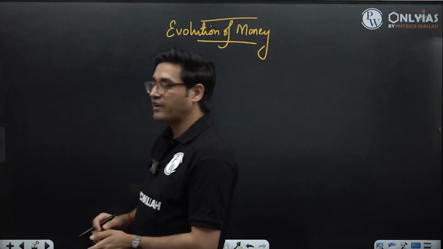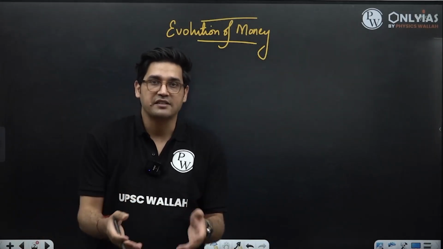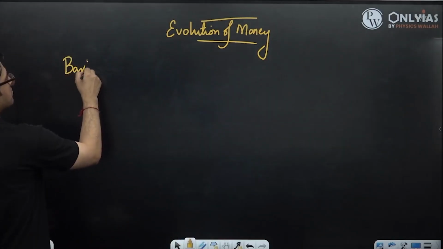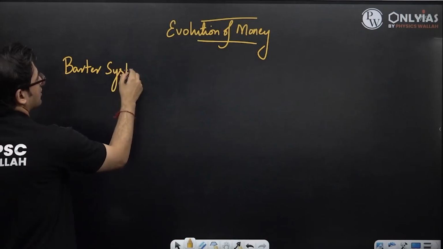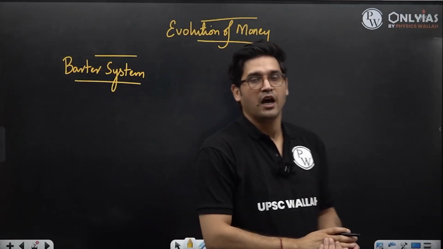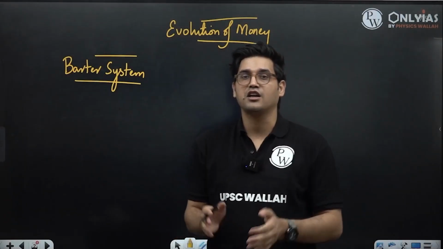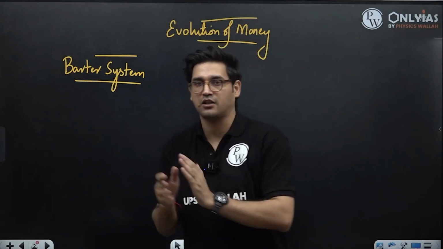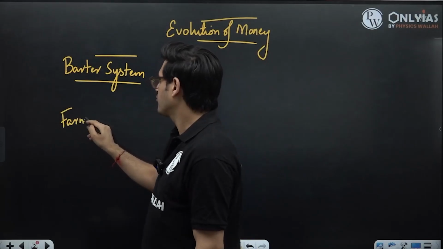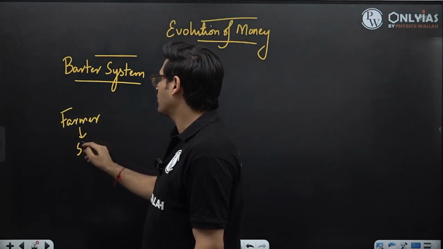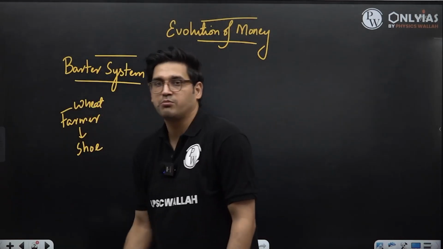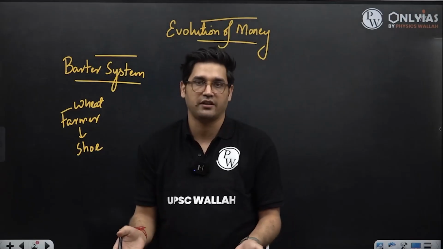So long before we had paper currency and metallic coins as we see them, there was a function performed under a system. This system used to be called the barter system. Now, what is a barter system? A barter system is a system where commodities are exchanged for other commodities. That means that if I am a farmer and I, let's say, require a shoe, I produce wheat and I want a shoe because of course my feet get hurt if I don't wear them.